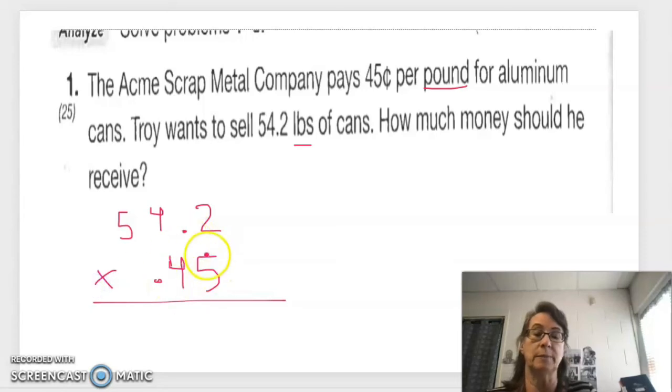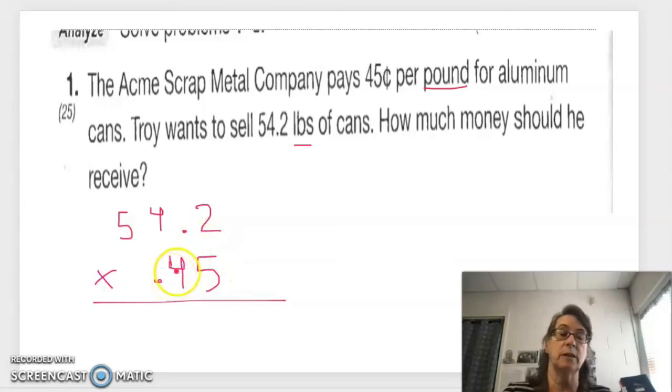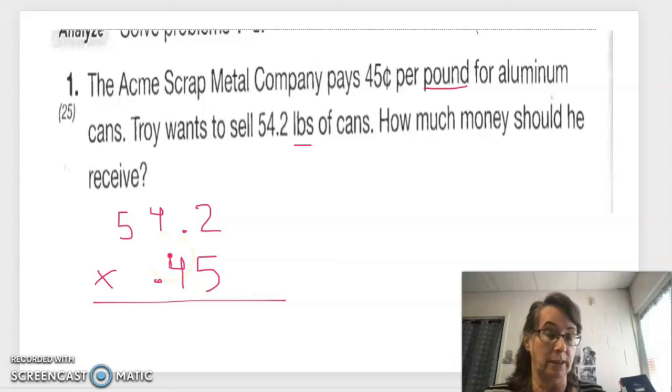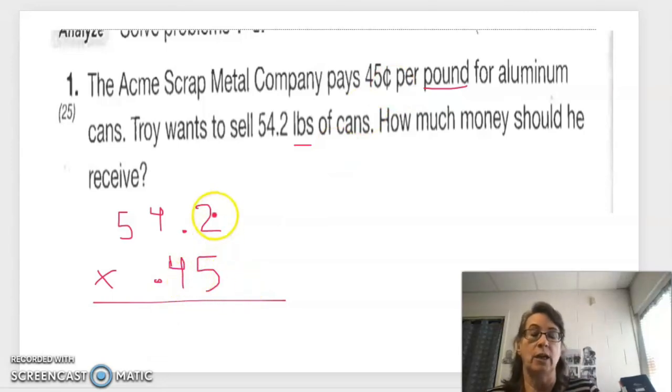And we have decimals. But remember, when we're doing decimals, we're going to multiply like normal and then go back and put the decimal in. Notice I changed the cents to 0.45 of a dollar so that I will have dollars when I get out. So 2 times 5 is 10, carry the 1. 4 times 5 is 20, plus 1 is 21, carry the 2. 5 times 5 is 25, plus 2 is 27.